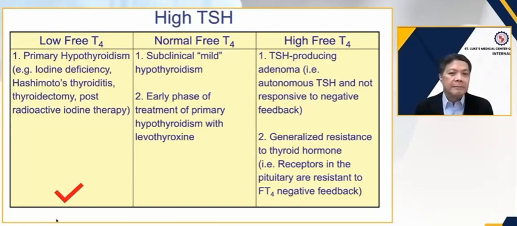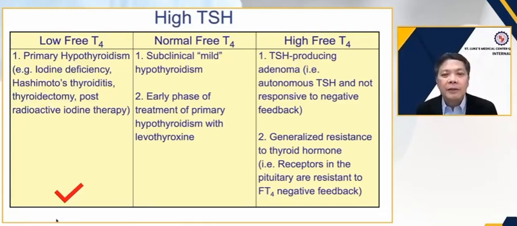So worldwide, the most common cause of hypothyroidism remains to be iodine deficiency, followed by, in developed countries, the number one cause will be Hashimoto's thyroiditis. Philippines is no longer considered an iodine deficient country. There are still pockets, but the number one cause of hypothyroidism right now in the Philippines is Hashimoto's thyroiditis. And of course, the history of radioactive iodine or thyroidectomy will tell you the etiology.